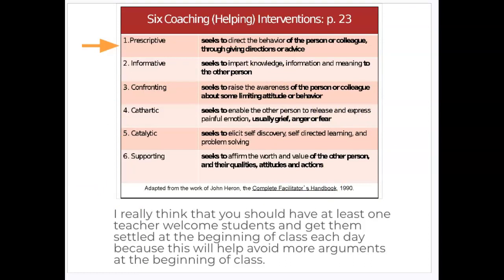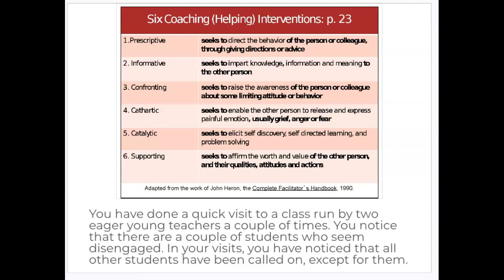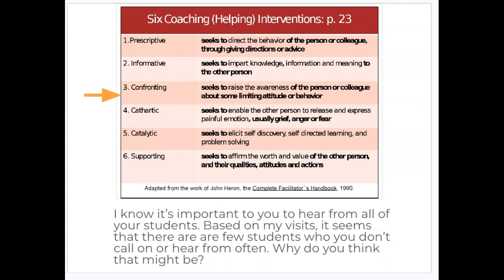All right, let's go to another scenario. You have done a quick visit to a class run by two eager young teachers a couple of times. You notice that there are a couple of students who seem disengaged, and in your visit you have noticed that all other students have been called on except for them. So the teachers do not seem to be calling on these students. So again, what intervention would you use? Why? And think about what you might say to these teachers. Pause, and here we go.